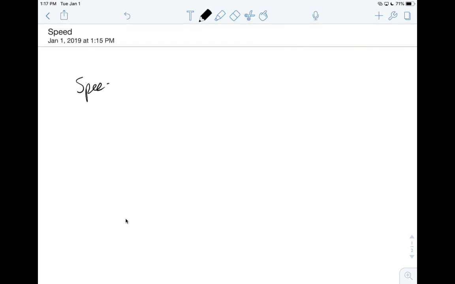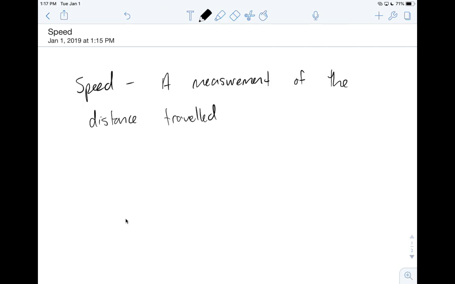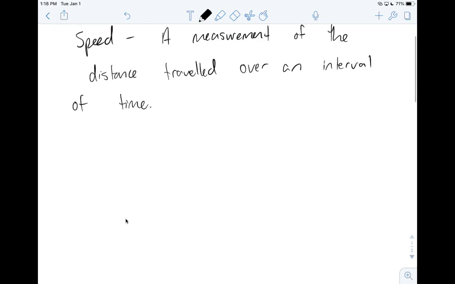Speed is just a measurement. It's a measurement of the distance traveled over some interval of time. Mathematically, this is what it looks like.